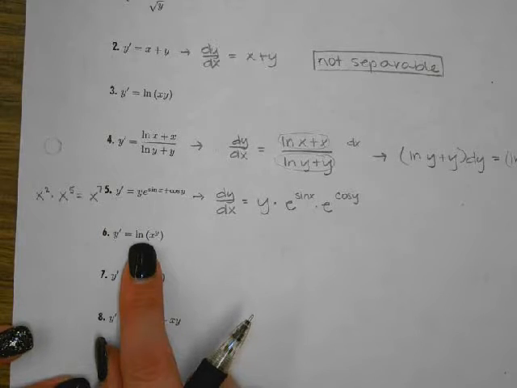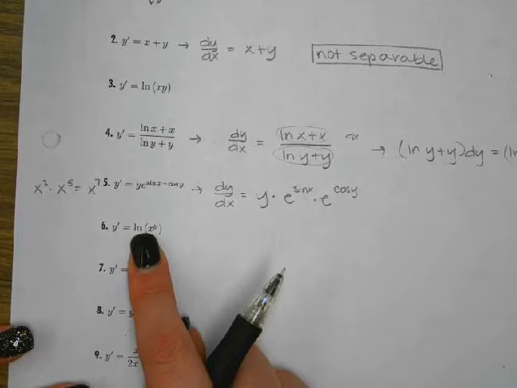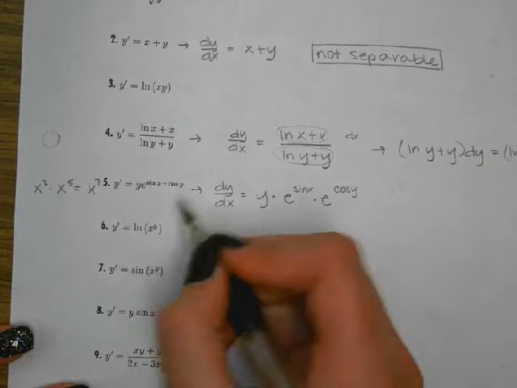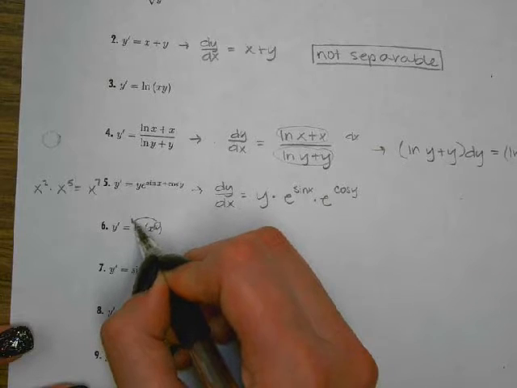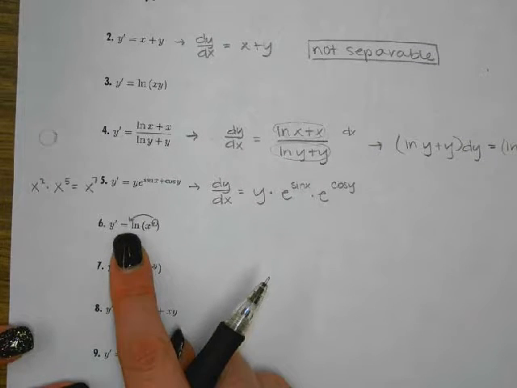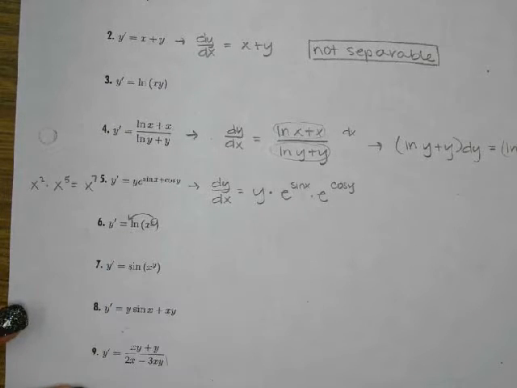On this one, I'm going to give you a little hint. If you recall the properties of logarithms, anytime you have an exponent with a logarithm, you can move it to the front. So number 6 is a separable differential equation. You can separate those.